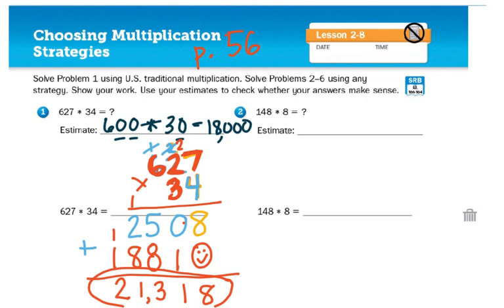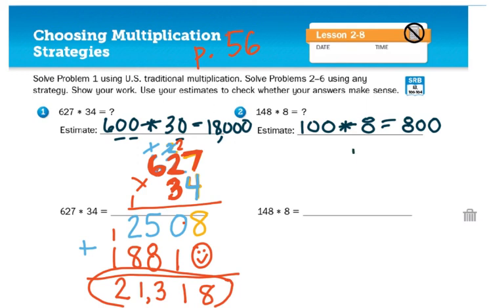Number 2, 148 times 8. Is 148 closer to 100 or 200? Look to the right, 5 or more, raise the score to 200, 4 or less, let it rest at 100. So 148 is closer to 100 than it is 200. We can just keep the 8 there. We don't need to round that. 100 times 8 is 800. So our answer is going to be close to 800.